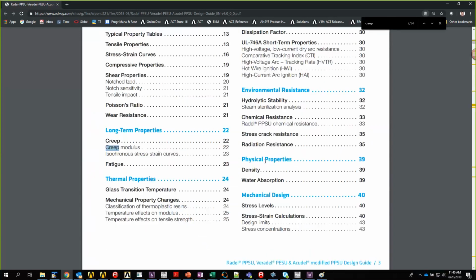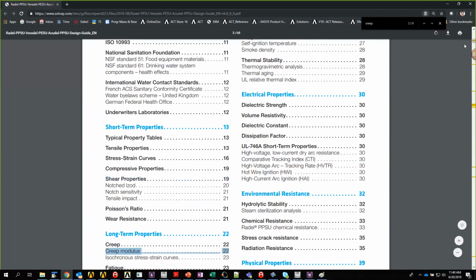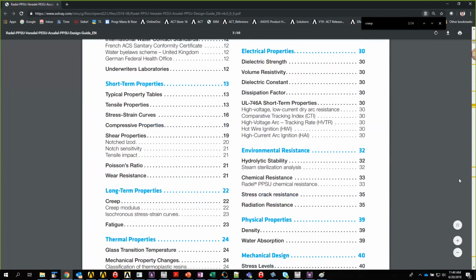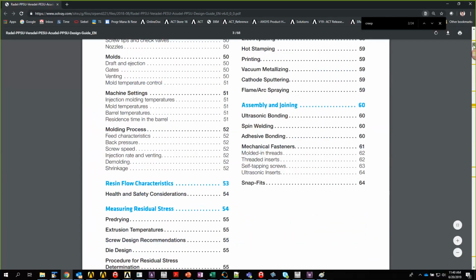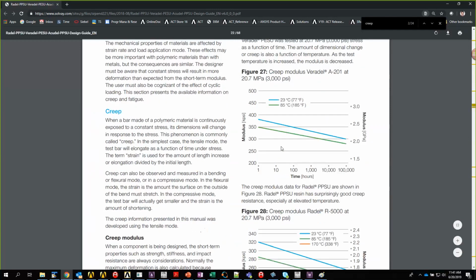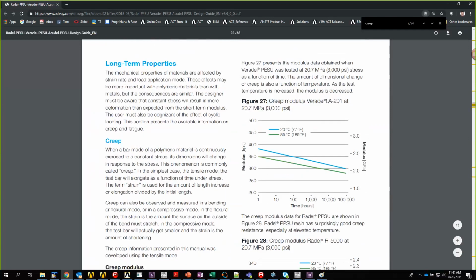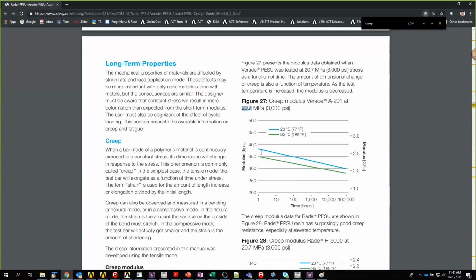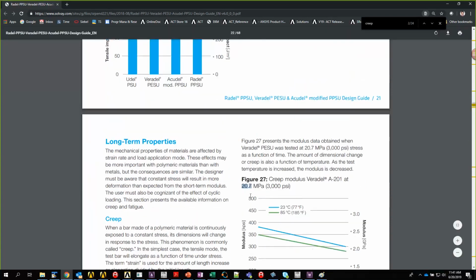So let's look at the creep information given in the spec sheet at page number 22. Let's go to page number 22 and look at this. This is the creep modulus for Verdal 201. This data is given at two temperatures, 23 degrees Celsius and 85 degrees Celsius. The data are measured at around 20.7 megapascal stress limit. So we have this data.